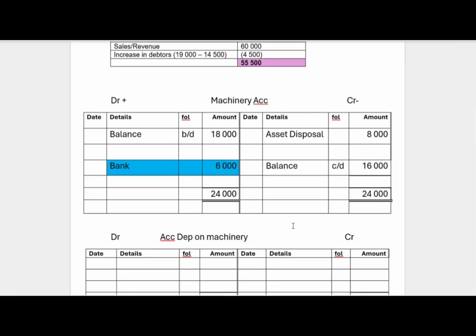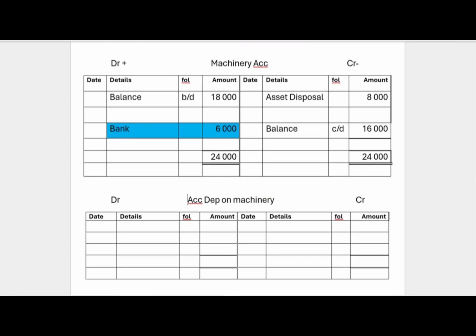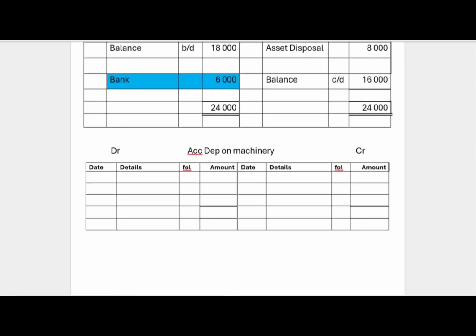Remember, the accumulated depreciation account, right? It's an account that decreases an asset. So it will decrease where asset increases and increase where asset decreases. I don't know if I make sense, right? So now, the opening balance of this account is going to be on the credit side because, remember, I said it will increase where asset decreases and decrease where asset increases. So we are going to increase it on the credit side.